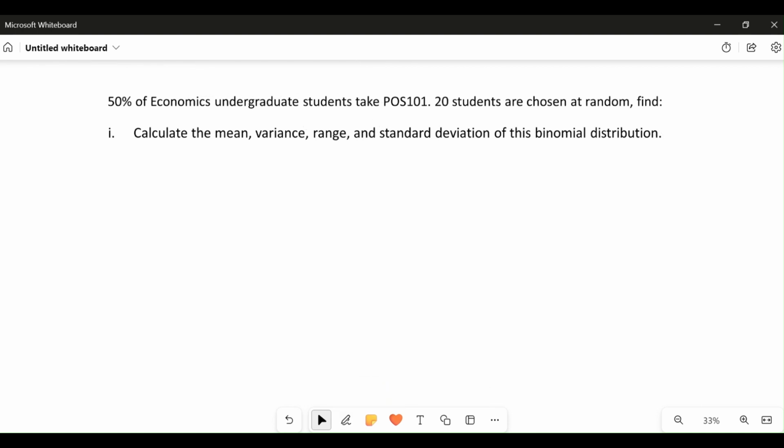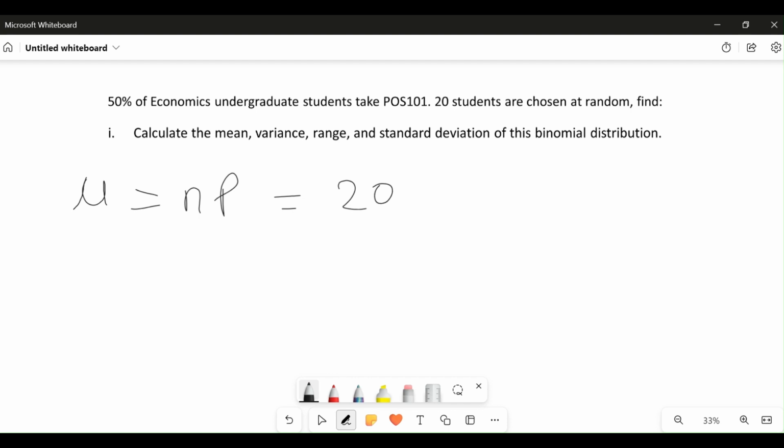The last part of this question is to calculate the mean, variance, range, and standard deviation of this binomial distribution. All right, we already know how we calculate the mean. In a binomial distribution, the mean is usually represented by this Greek sign mu, and is calculated by n times the probability of success. Here, our n is 20, and our probability of success is 0.5. So here, our mean is going to be what? 10. All right? It's as simple as that.